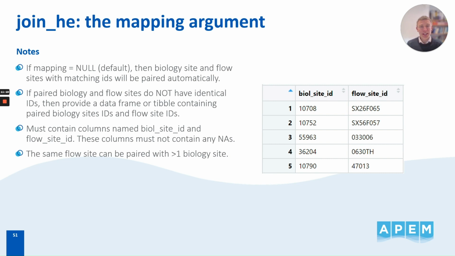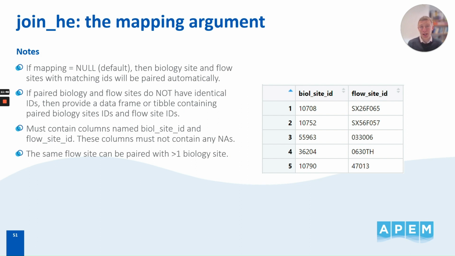The other thing to note is that a given flow site or gauging station can potentially be paired with more than one biology sampling site. Quite often we might be looking at data in a particular catchment. There may be a single gauging station at the catchment outlet, but 2 or more biology sampling locations within that catchment or water body. So it's entirely acceptable for 2 or more biology sites to be paired up with the same flow site. That is just a simple and pragmatic way of making the best use of the readily available flow data.